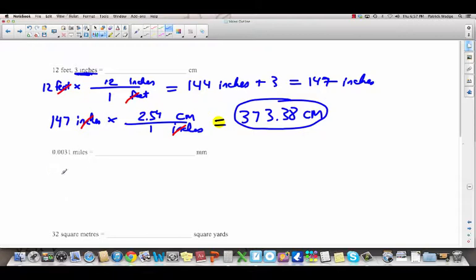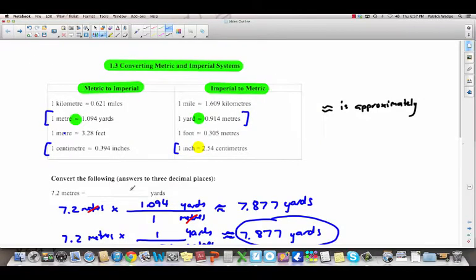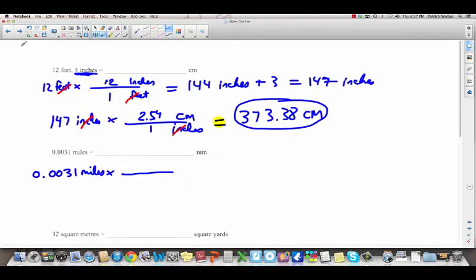Okay, miles to millimeters. Wow, this is quite a conversion you have to do. You have to go from miles to millimeters. I like to work with the metric system as quickly as possible. So what can we switch miles to? First of all, I hope you're clear, miles and millimeters do not show up on this at all. We got to switch miles to something in the metric system. So why don't we switch miles into kilometers? Now we're in the metric system.